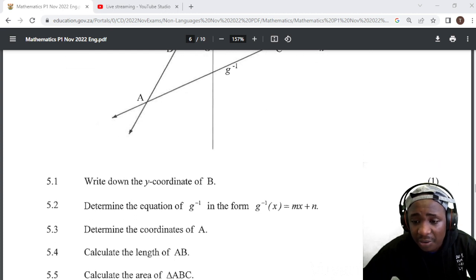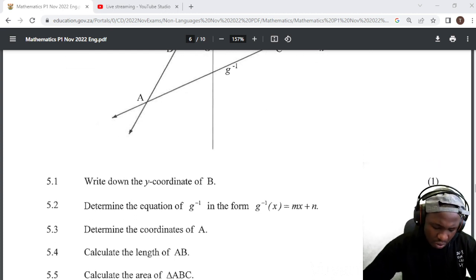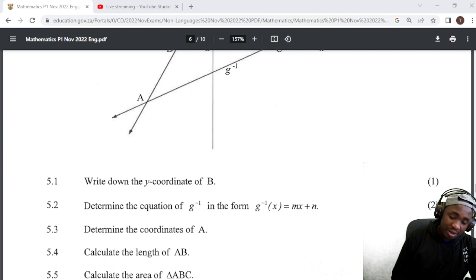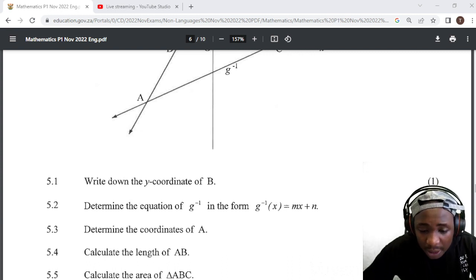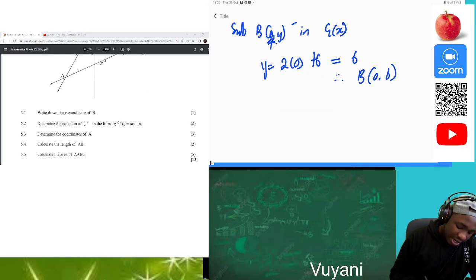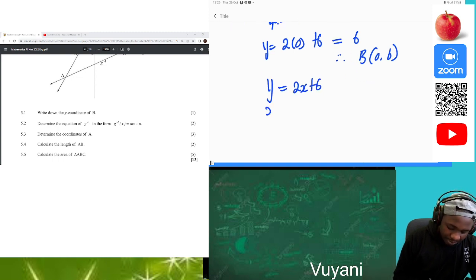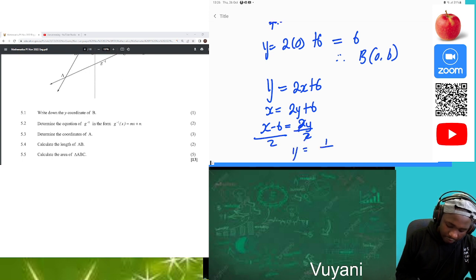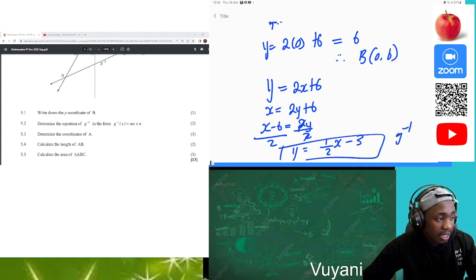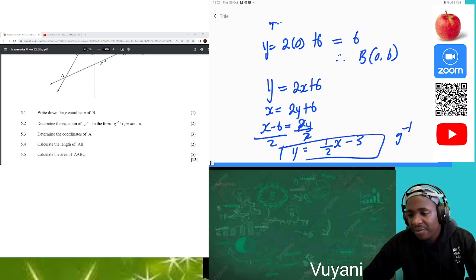Let's proceed. Determine the equation of the inverse function. So how can we determine this? Of course we know that g has its own inverse, and we also know the function g of x. We are given originally y is equal to 2x plus 6. The first thing, we swap x and y, then we solve for y, then we divide by 2, then we have y equal to 1 over 2 x minus 3. This will be our inverse function, g inverse.